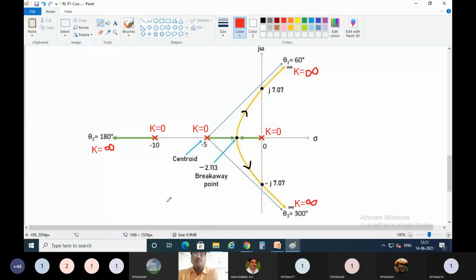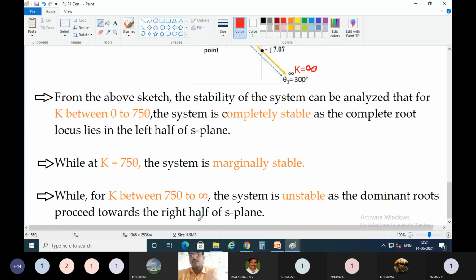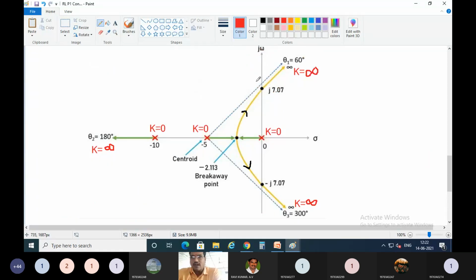So now, a very important point. For what values of K is it stable, for what values of K is it marginally stable, and for what values of K is it unstable? Look, K between 0 to 750. For 0 to 750 the entire root locus is on the left hand side. So at K equal to 750 only it is going to be marginally stable. Am I right or wrong? Yes, sir. Up to K equal to 750, the entire root locus is on the left hand side. At 750 only it touches the imaginary axis.